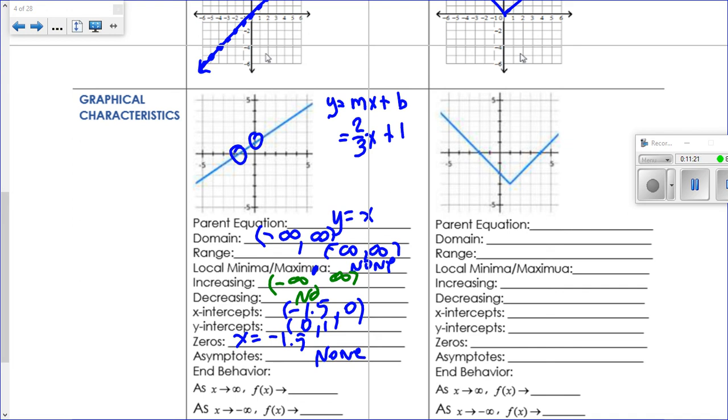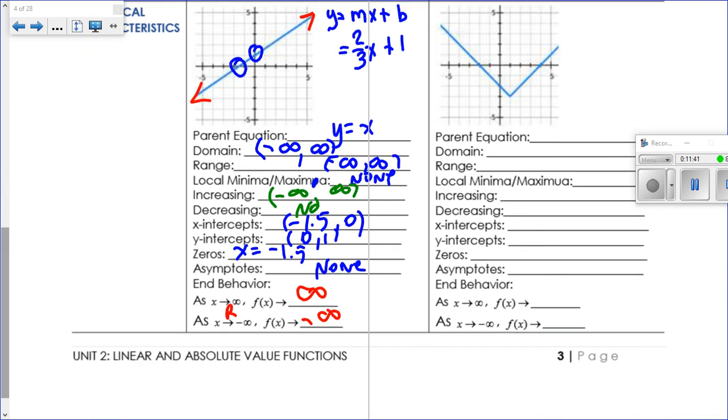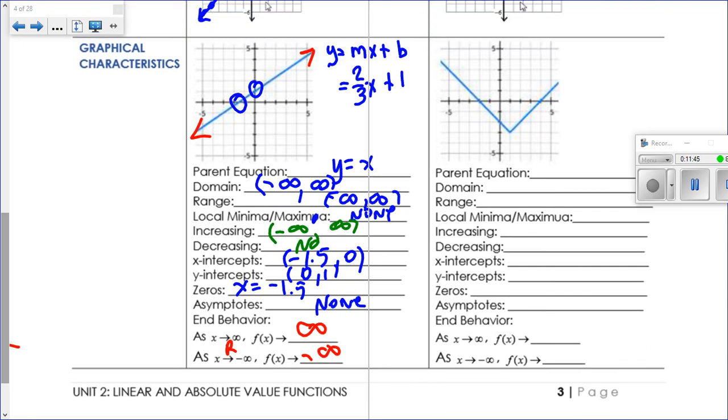Now, as I go towards the right, this is going in an upwards direction. So the end behavior is towards positive infinity, off the map. As I go to the left, it's a downward behavior, so the end behavior is negative infinity, going off to the left. Okay. Now let's look at this absolute value equation, and let's see if we can figure out what happened here.